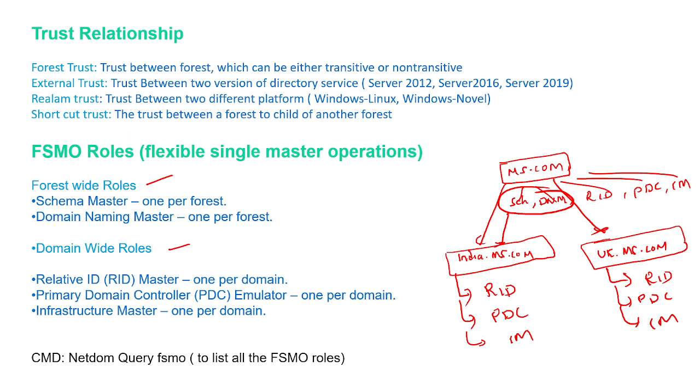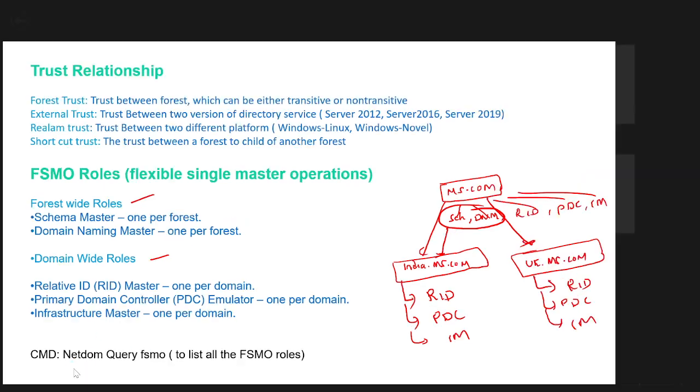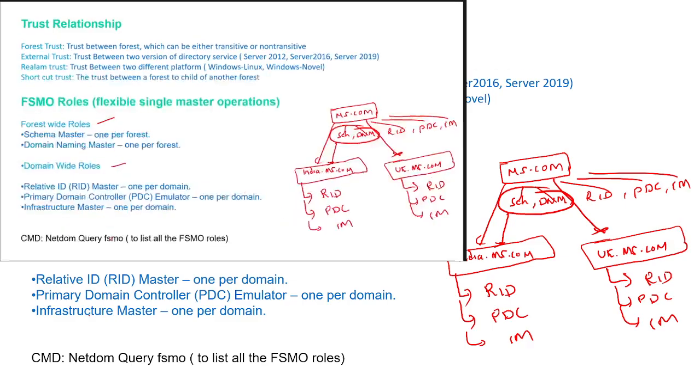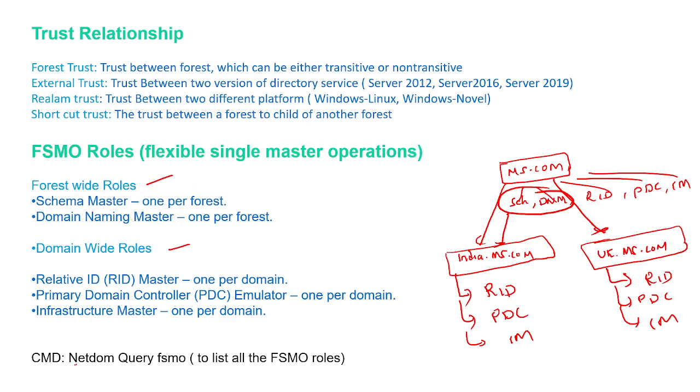So how to check which FSMO role is in which server? There is a command called netdom query fsmo. Go to the command prompt on the domain controller and run this command. It will give you which role is in which server. You can understand easily. Okay, that's about the FSMO role scattering.